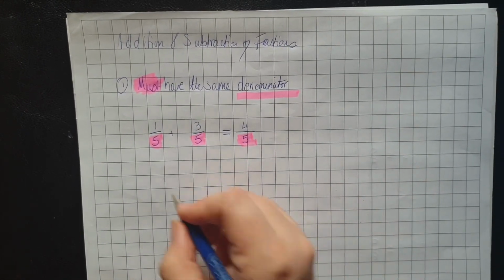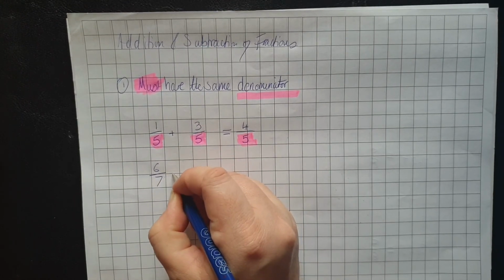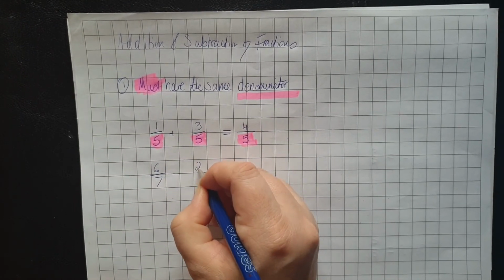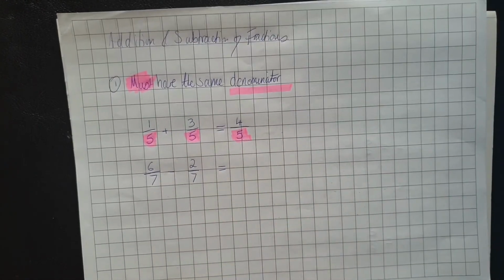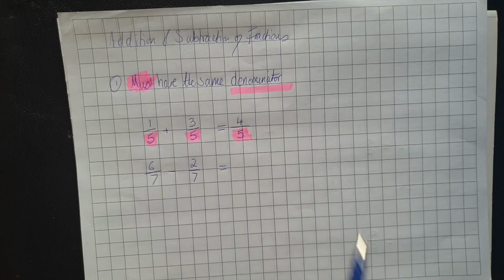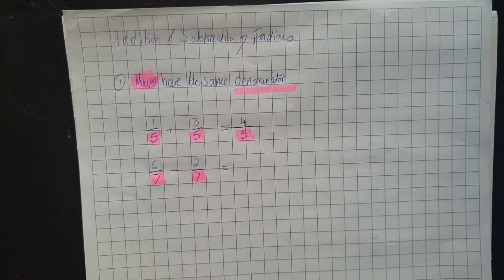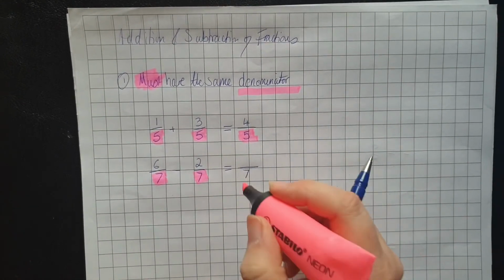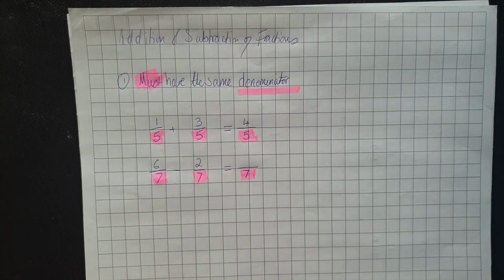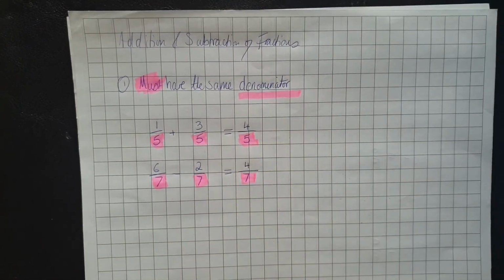Similar with subtraction. If we take 6/7 minus 2/7, again we can clearly see the denominators are the same. So all we then do is subtract the numerators. So the 7 stays the same. 6 minus 2 is 4.